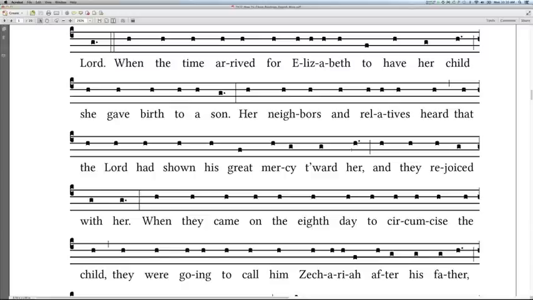Her neighbors and relatives heard. By the way, did you see that I put a little pause there so that I didn't have to run it all together? Her neighbors and relatives heard that the Lord had shown his great mercy toward her, and they rejoiced with her. Okay, so let's go on.